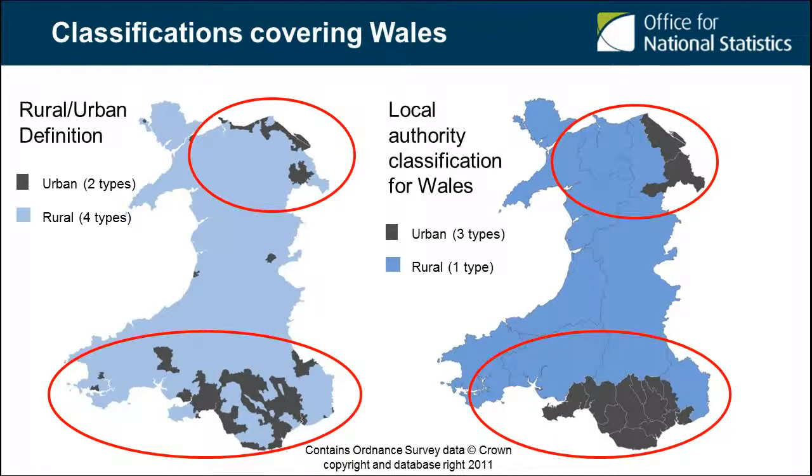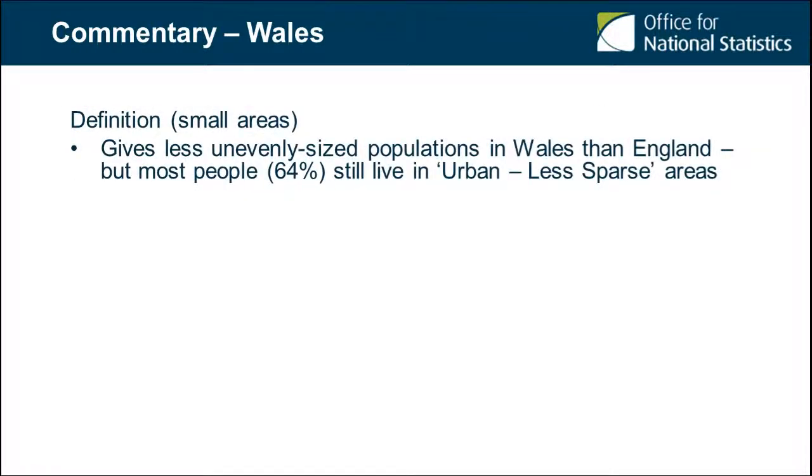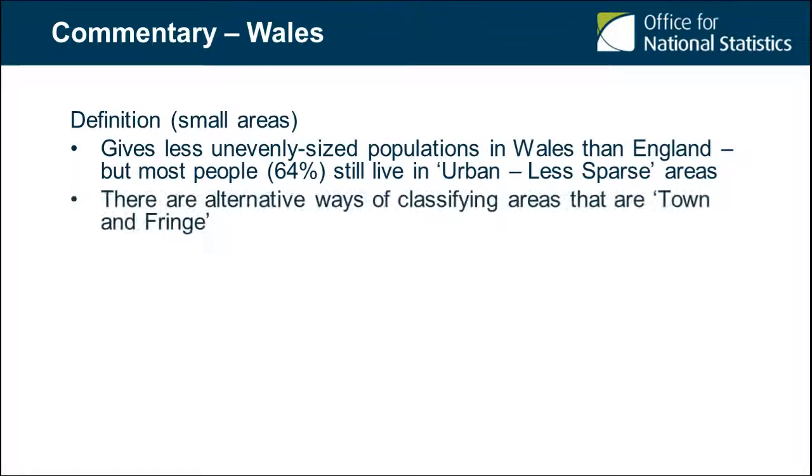Again, this difference is explained by allowing us to identify pockets of both urban and rural areas within local authorities that you cannot do when classifying a whole local authority to urban or rural. The definition gives less unevenly sized population in Wales and England, but most people still live in urban, less sparse areas. There are alternative ways of classifying areas that are town and fringe.